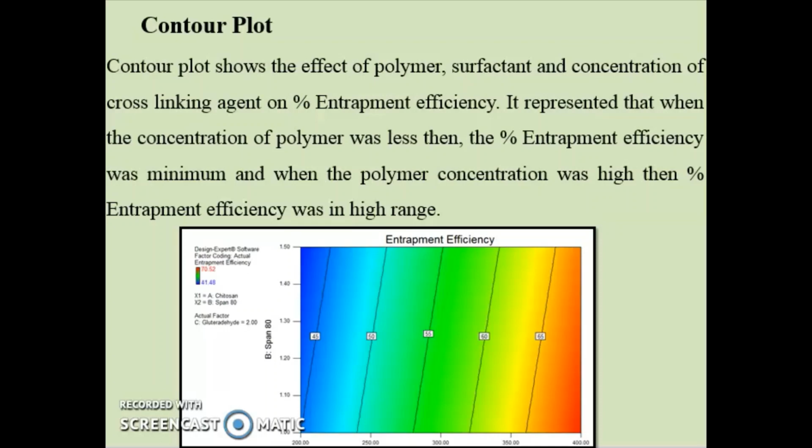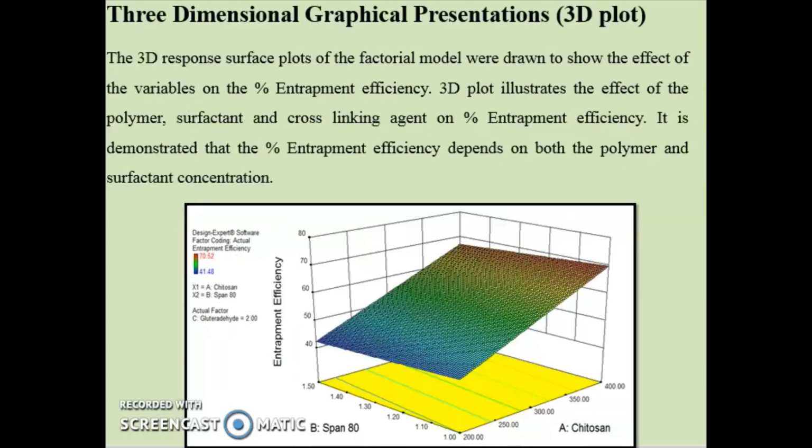Whereas we have already seen the effect of the variable. When we increase the surfactant concentration, it again shows the percent drug entrapment efficiency in a decreased state. So again we observe the same statement, a vice versa statement, in this contour plot.